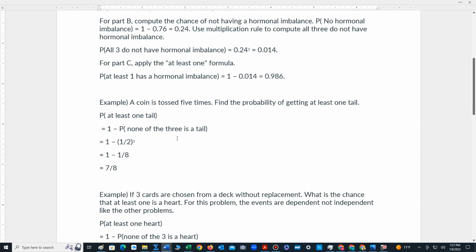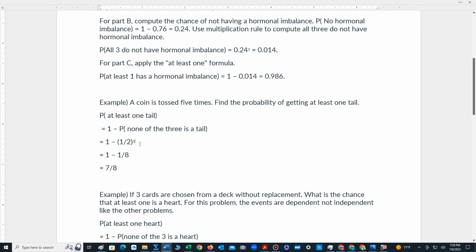In the second example, it says a coin is tossed 5 times. Find the probability of getting at least 1 tail. Well, whenever we see the probability for at least 1 tail, using our formula, it's 1 minus the probability that none is a tail. So that's 1 minus the chance it's not a tail, which means it's heads. So it's going to be 1/2 to the 3rd power.